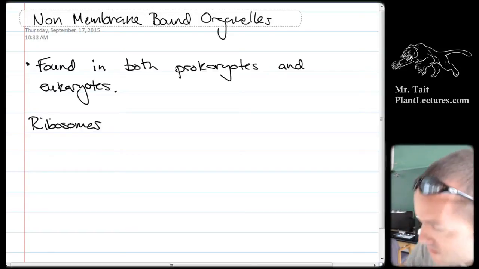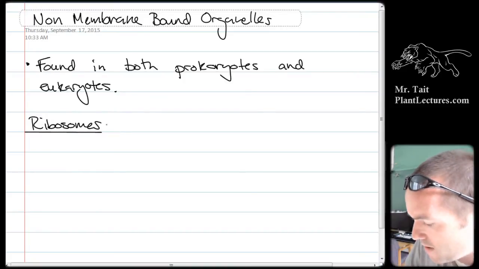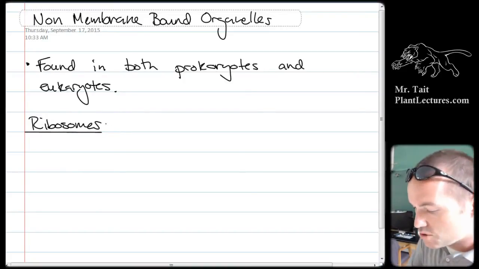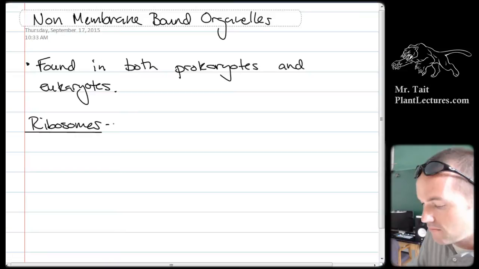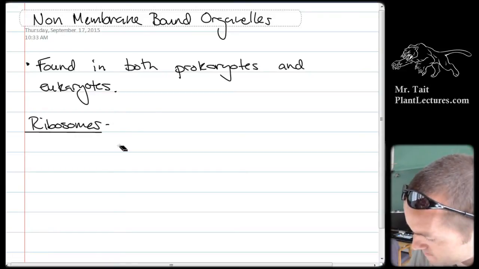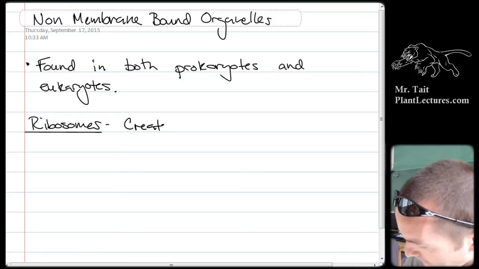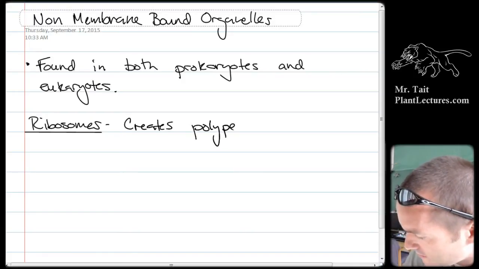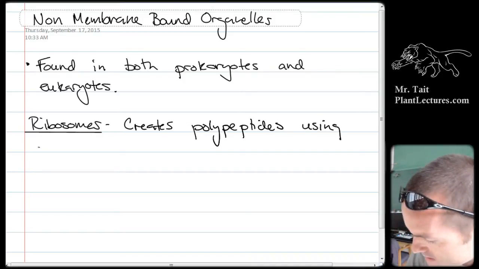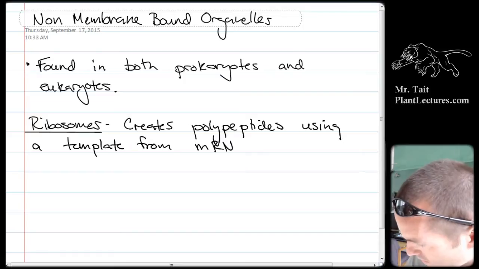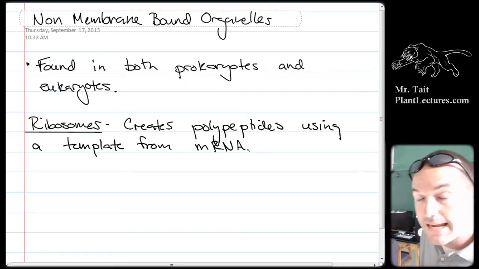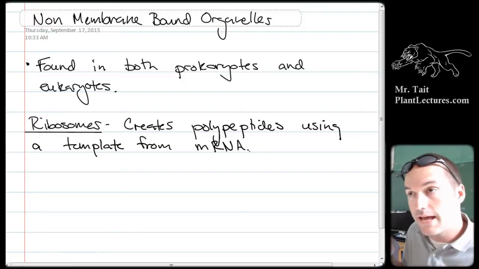I know you guys read about ribosomes a few days ago, but I want to talk about them. A ribosome's job is to create a polypeptide using a template from an mRNA molecule. So it creates polypeptides using a template from mRNA. Ribosomes are made out of rRNA and proteins.